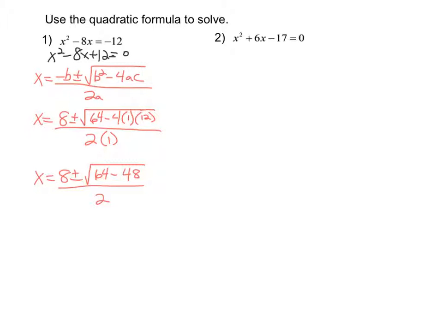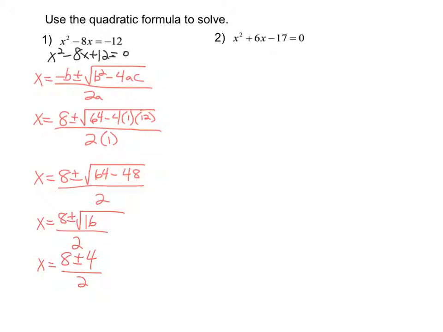So then in my next step, I'm going to take x is equal to 8 plus or minus the square root. I'm going to take 64 and subtract 48, which is 16. Put that over 2. All right? And then I can actually do that. x is equal to 8 plus or minus the square root of 16, which is 4, over 2.